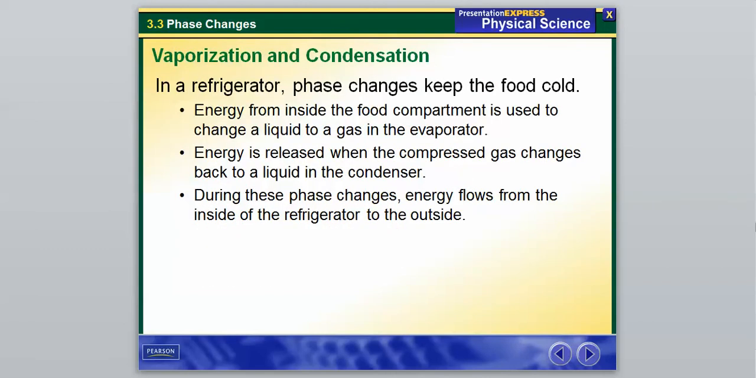In a refrigerator, phase changes actually help keep the food cold. This is a real-life example of why we need to know about vaporization and condensation. Energy from inside the food compartment is used to change a liquid to a gas in the evaporator. Energy is released when the compressed gas changes back to a liquid in the condenser, and during these phase changes, energy flows from the inside of the refrigerator to the outside.